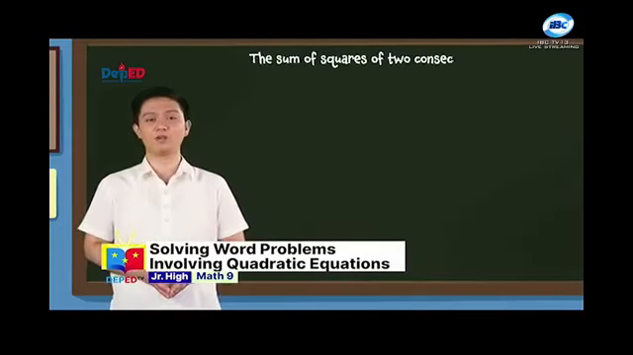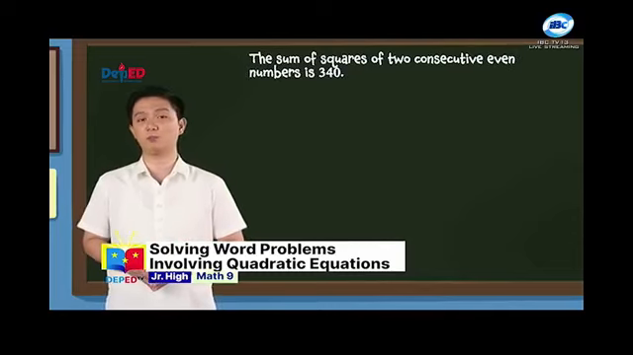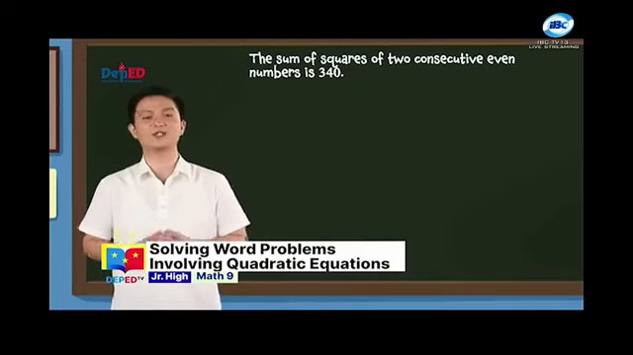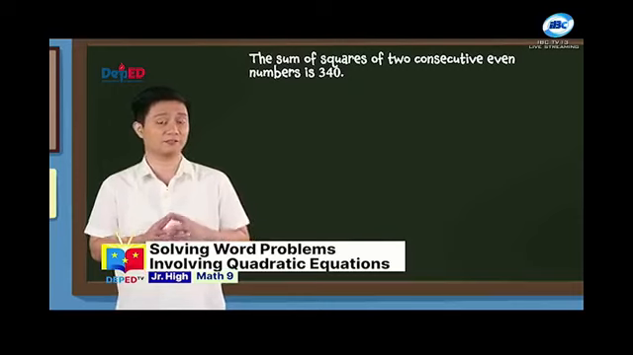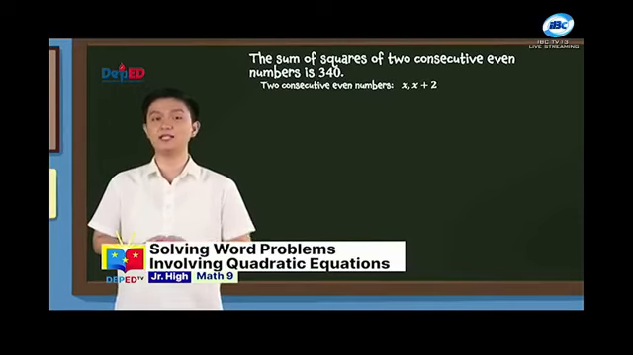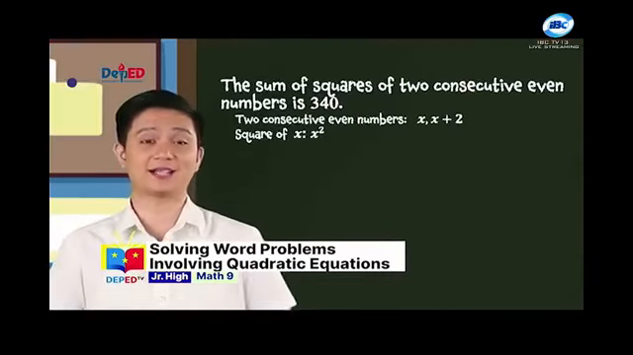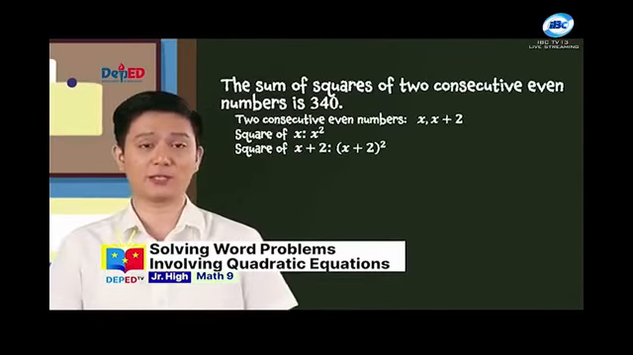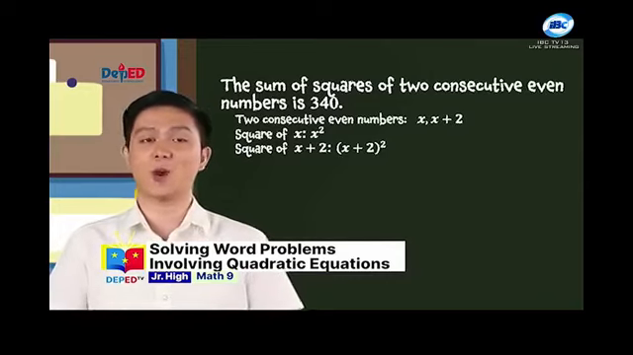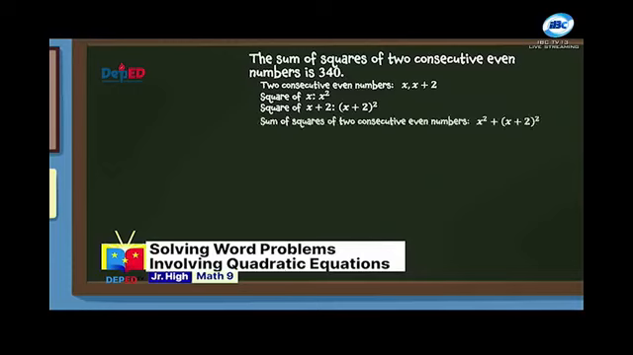Now in sentence number 4, the sum of squares of two consecutive even numbers is 340. The numbers involved here are two consecutive even numbers. How do we represent these? We let x be the smaller even number. Therefore, the next even number after x is x plus 2. The square of x is x squared. The square of the binomial x plus 2 is written as quantity x plus 2 squared. So, the sum of their squares can be represented by the polynomial x squared plus quantity x plus 2 squared.